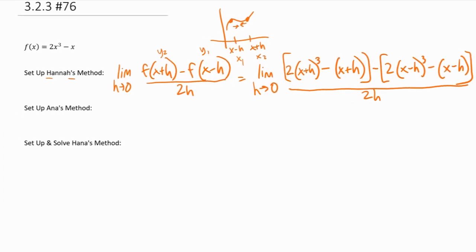So now we're going to set up using Anna's method. And Anna has an A in her name. So this is the limit as x approaches a. And the way that Anna's method works is f of x minus f of a over x minus a. So if you have your function, we have a point x and then we have a point a. Now we want our 2 points, we want x to be really close to a.